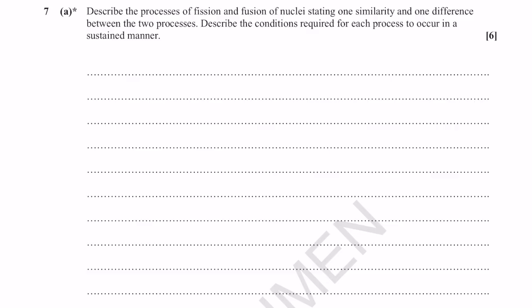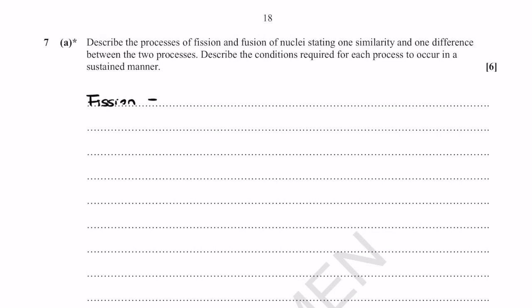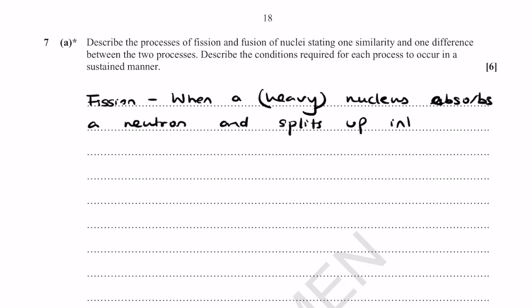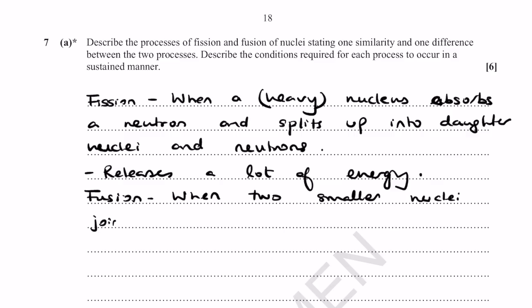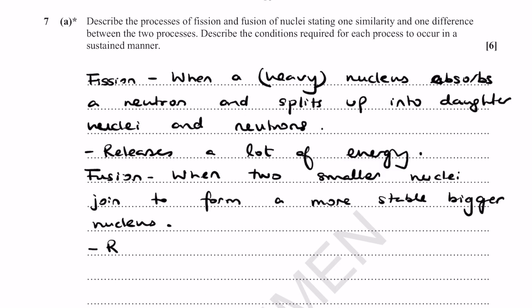So we know that fission is when a heavy, unstable nucleus absorbs a neutron and splits up into smaller, more stable nuclei and neutrons, giving off a large amount of energy. Whereas fusion is when two unstable nuclei join to form a bigger nucleus. And this one requires energy. It's an endothermic process, and you need very high temperature and pressure to initiate it, unlike fission, where you just basically need a neutron and a heavy nucleus.